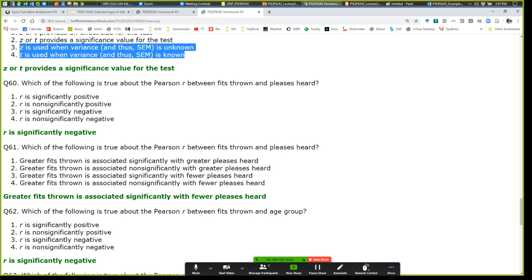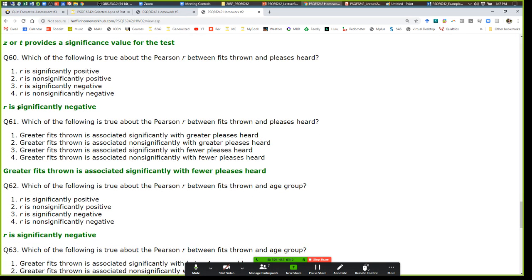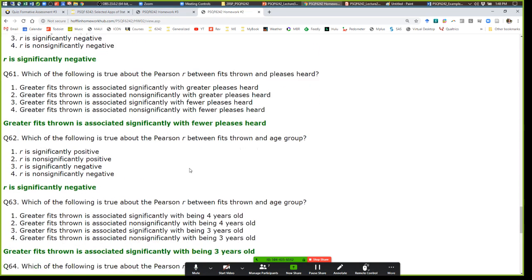And then we have Pearson's R. So if R, for instance, is significantly negative, and we're talking about the association between pleases and fits, then as fits goes up, pleases go down. So the correct answer, if it's significantly negative, is greater fits is associated with fewer pleases.